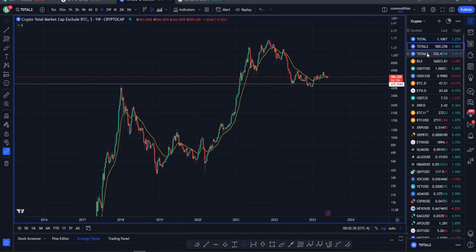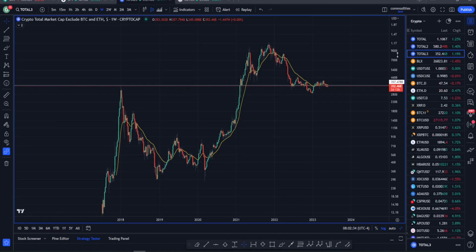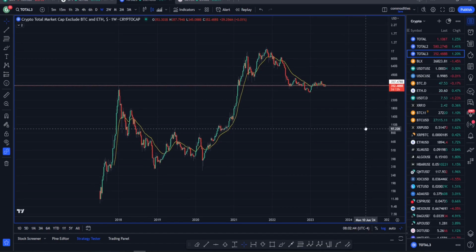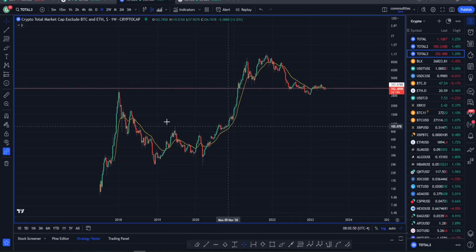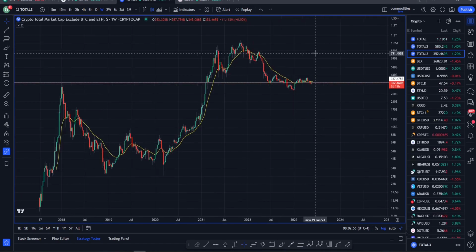Now we can look at Total 3, which is the cryptocurrency total market cap, but it excludes Bitcoin and Ethereum. So this is basically just every cryptocurrency besides Bitcoin and Ethereum, obviously. And it is sitting here at 352.489 billion. As you can see, the previous 2018 high up here, pulling down into it much farther than both Total and Total 2.